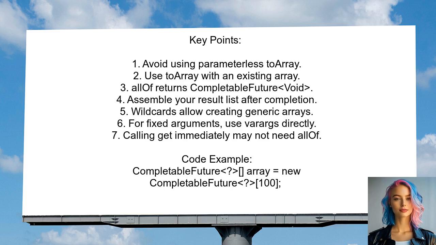They also explain that CompletableFuture.allOf returns a CompletableFuture of type Void, meaning you need to assemble your result list after it completes. Additionally, they mention that creating an array of a generic class is possible with wildcards. For a fixed number of arguments, you can directly use the varargs method of allOf. Lastly, they note that if you only want to call get immediately, using allOf may not provide any real benefit.